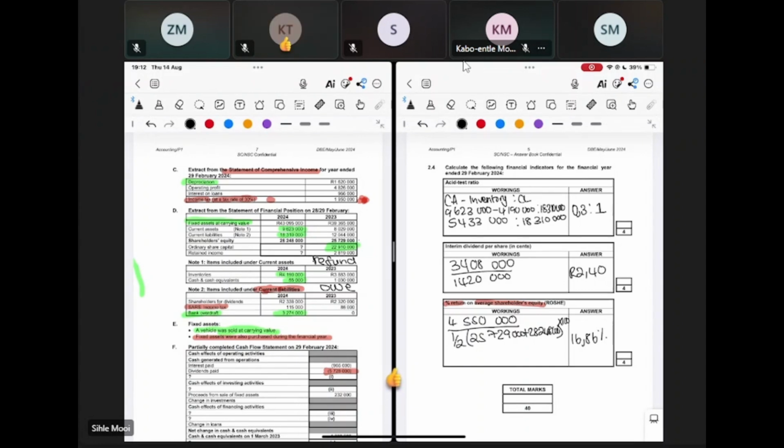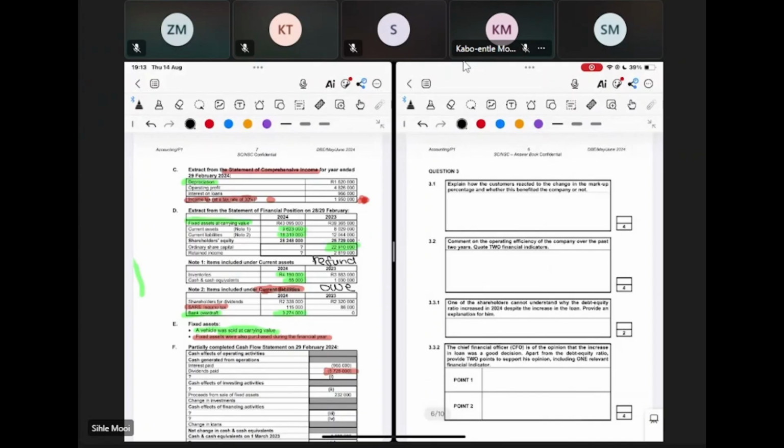Okay, so that's the percentage return on your average shareholders' equity. Now we're done with question 2. That's all you had to do for your cash flow and the financial indicators. Then let's continue over to question 3.